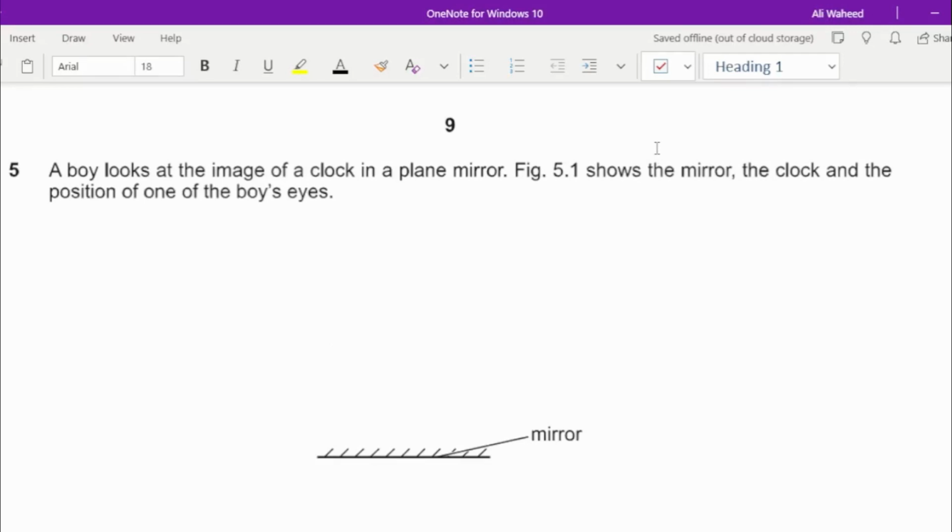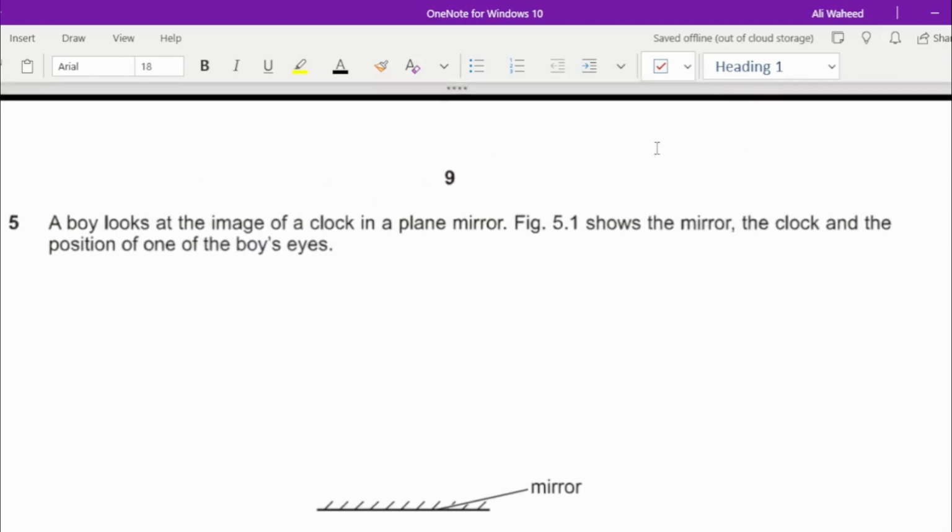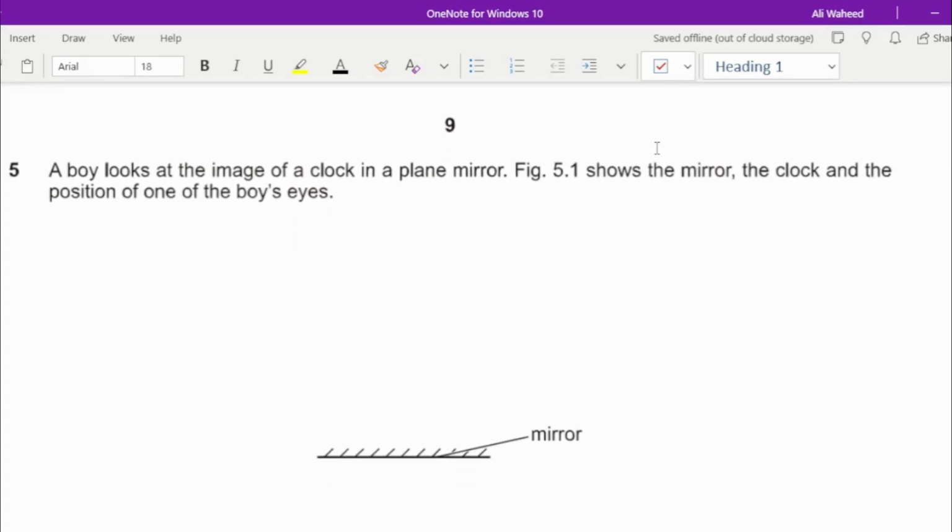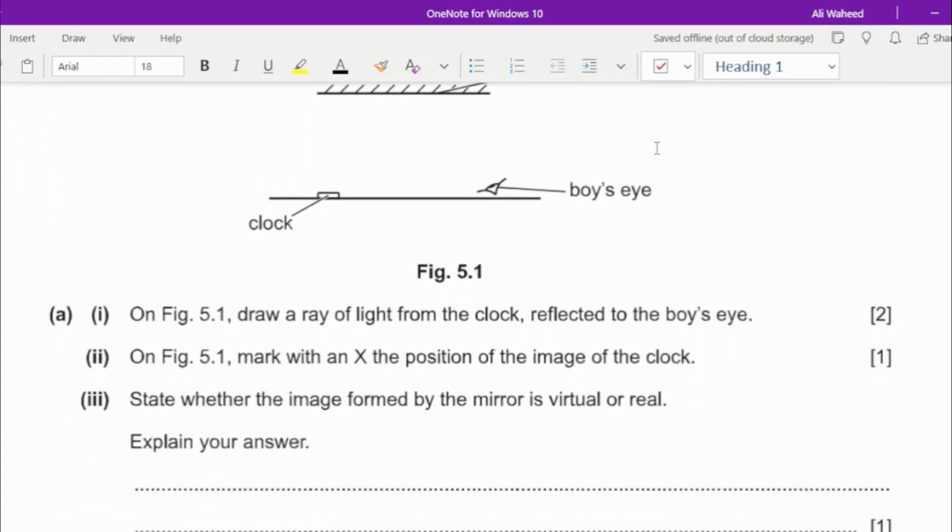So question number 5: a boy looks at the image of a clock in a plane mirror. Figure 5.1 shows the mirror, the clock, and the position of one of the boy's eyes. Then the first part, part A. On figure 5.1, draw a ray of light from the clock reflected to the boy's eye.